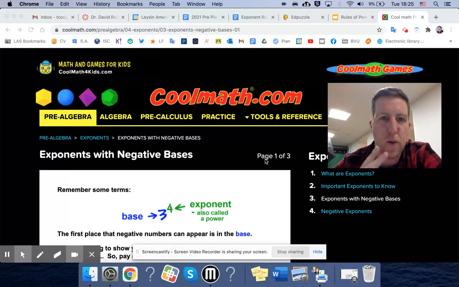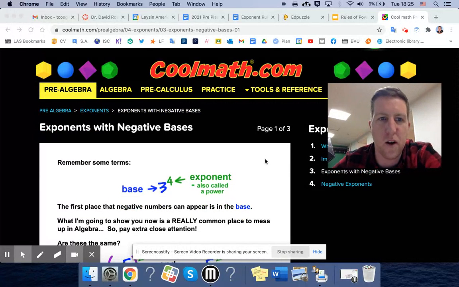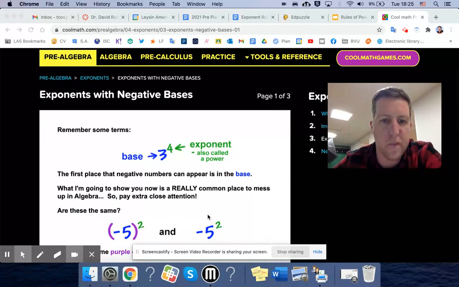Coolmath.com, like what a great website. I wish I had thought of this domain name. I would have definitely bought it and made lots of money. But they have some good references with the exponents section that we're working on.